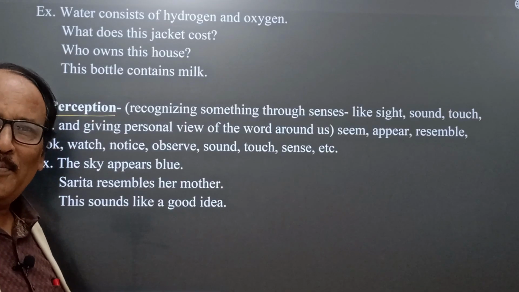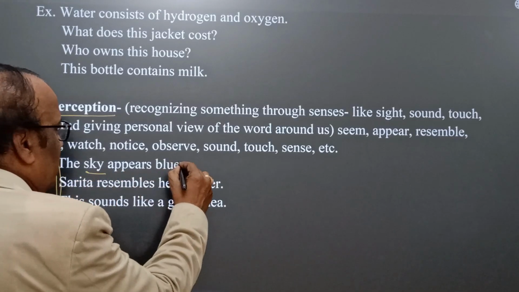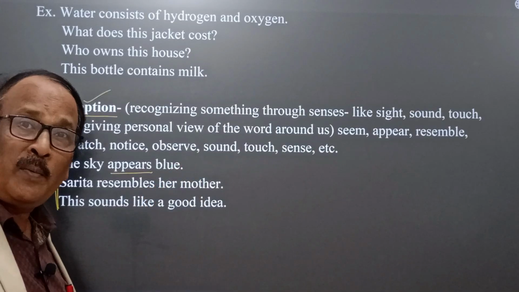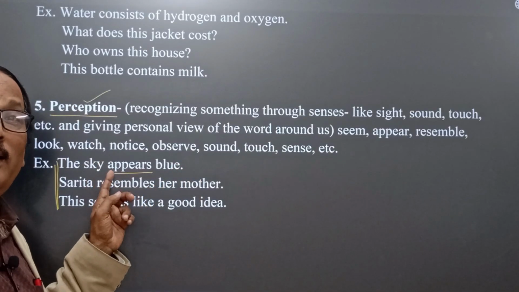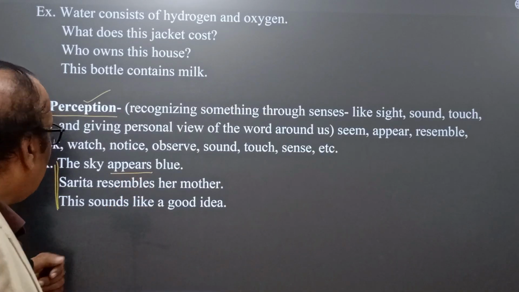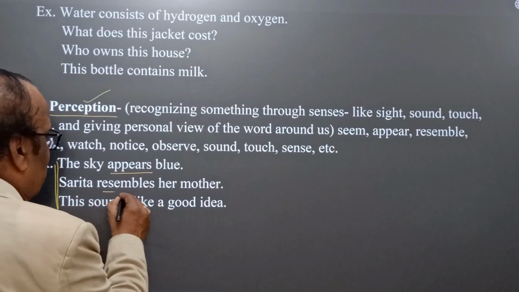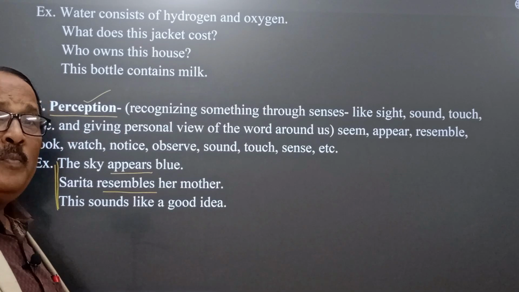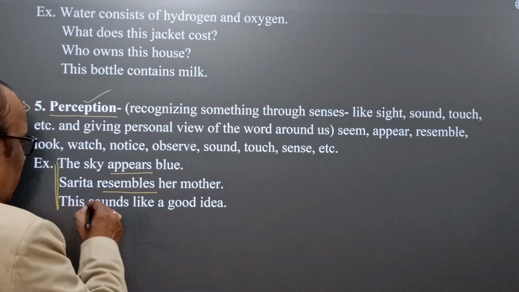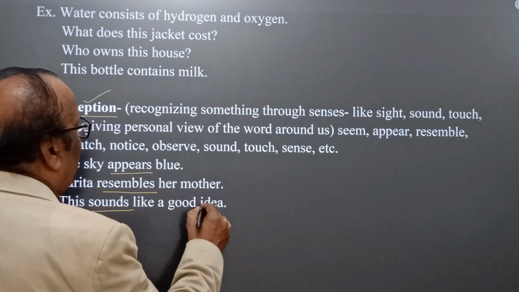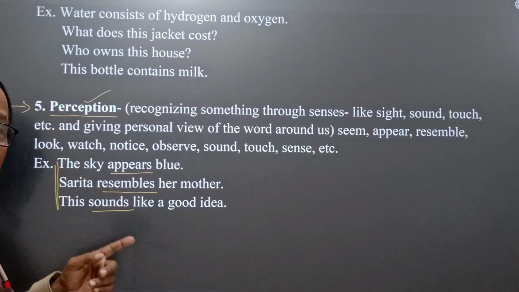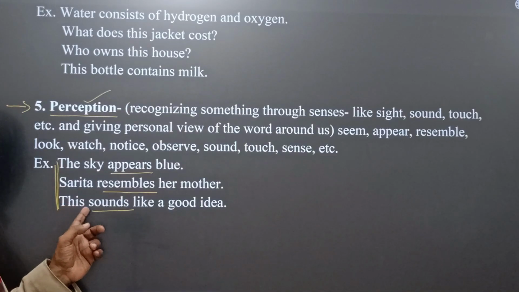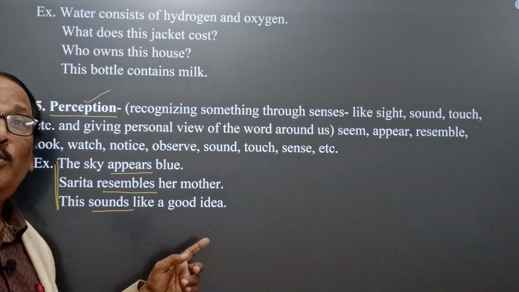Now come to the examples. The sky appears blue. Here appears is a stative verb of perception. We cannot say the sky is appearing blue. Okay. Similarly, Sarita resembles her mother. We cannot say Sarita is resembling her mother. This sounds like a good idea. Here sounds is a stative verb expressing perception. We cannot say this is sounding like a good idea.